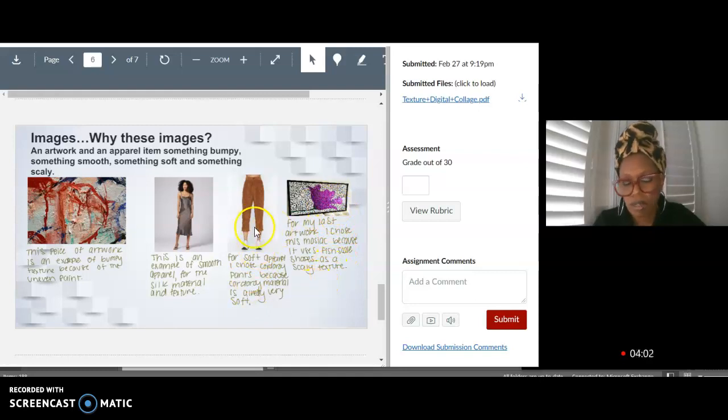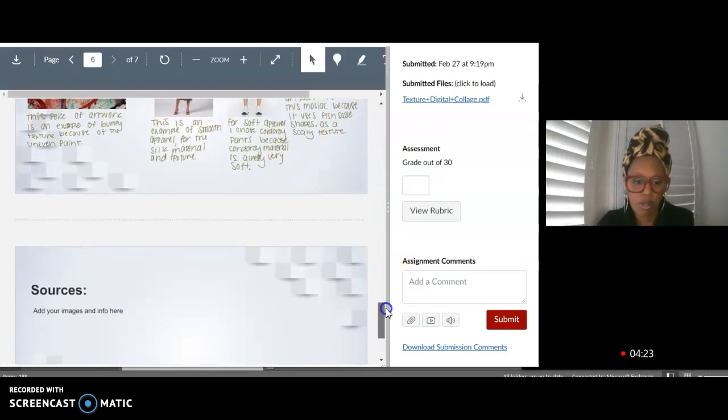You picked apparel, you picked some cords for soft and a slip dress. You can't go wrong with a slip dress for smooth. And this is an interesting piece of artwork. You said because of its uneven paint, but yeah, it does have a bumpy texture. Just by looking at it, it probably is even more pronounced if we got in front of the actual piece. So those are all good choices.